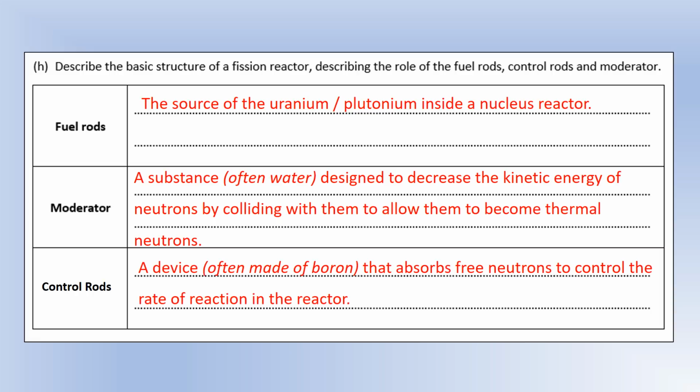And then finally, control rods. We don't want our reaction to get out of control. If every one reaction can produce 3, that's going to get out of control very quickly. So we have control rods which allow us to absorb some of the neutrons and keep it under control.